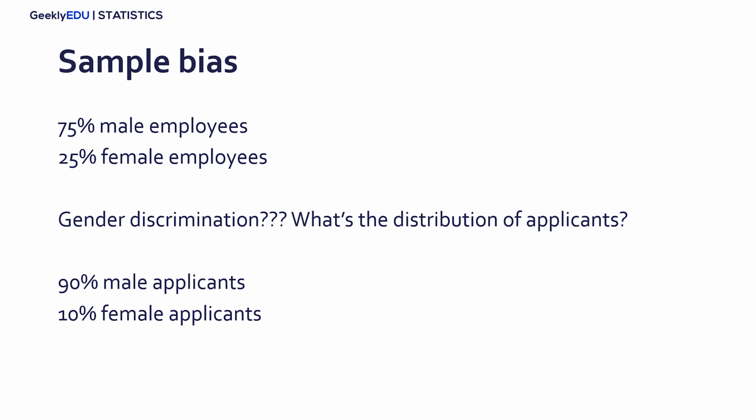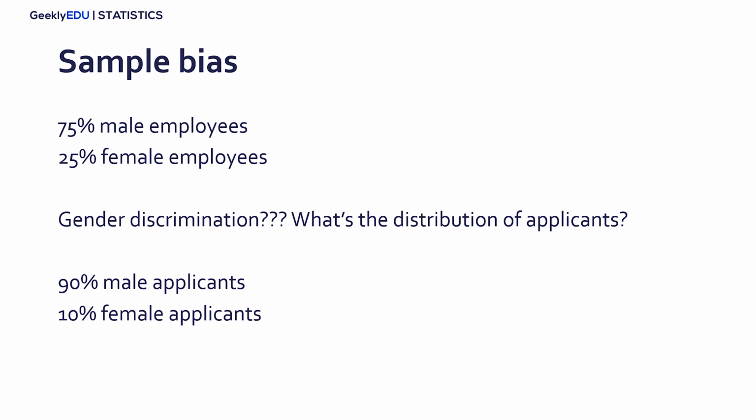Another thing that people tend to do is jump to conclusions based on proportions without considering the sample bias. What does that mean? Let's look at this example. So say we have a company that has 3/4 male employees and 1/4 female employees. So at first glance, we would say that, wow, this is so sexist. This company only tends to hire men. What's the problem with this?